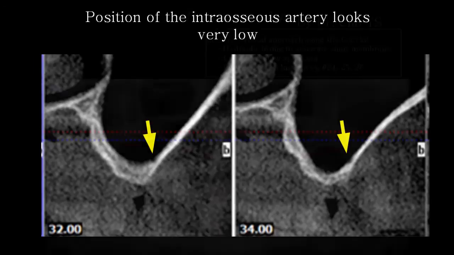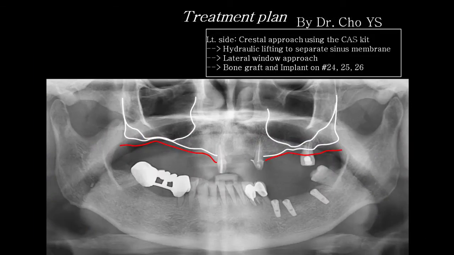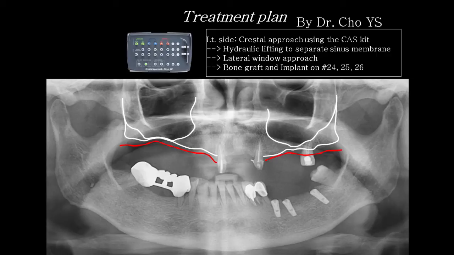I can manage it, but in this case, I decided to use the CAS kit first. Through the crestal approach, I can lift the membrane using the CAS kit. Then, maybe with the membrane, the artery can be elevated, so we can reduce the risk of arterial bleeding. Actually, I could perform just a crestal approach, but I want to show what happens after the hard lifting of the membrane separation. After the CAS kit, I'll open the lateral window, and then I'll show you what happens. And next, I'll graft the bone and we'll place 3 implants. Okay, this is my plan.